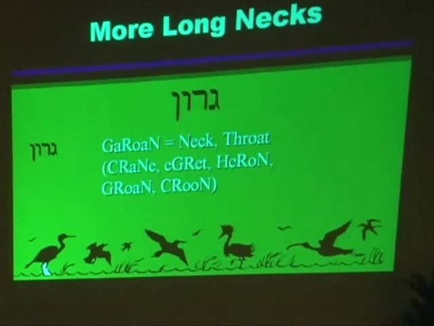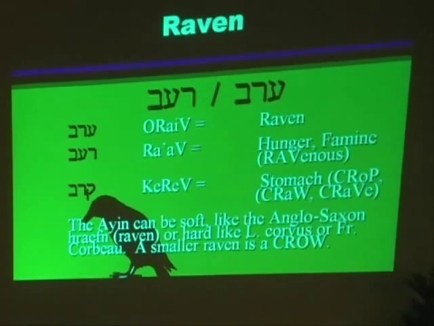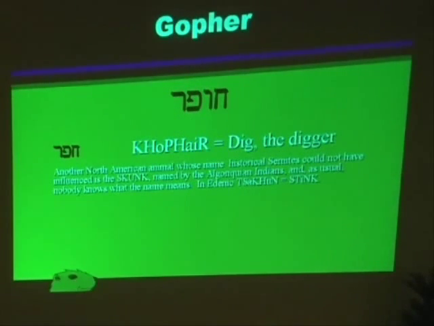You have the heron, H-R-N. Look at the root of the word. Drop the vowels. The heron, the egret, the crane, they all have long necks. The orev, the raven, also has the basic letters there. And one more, the chofer, the digger.